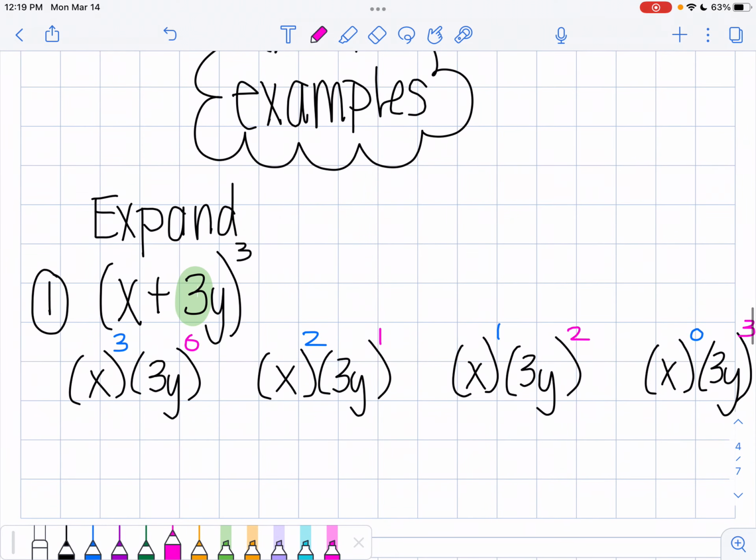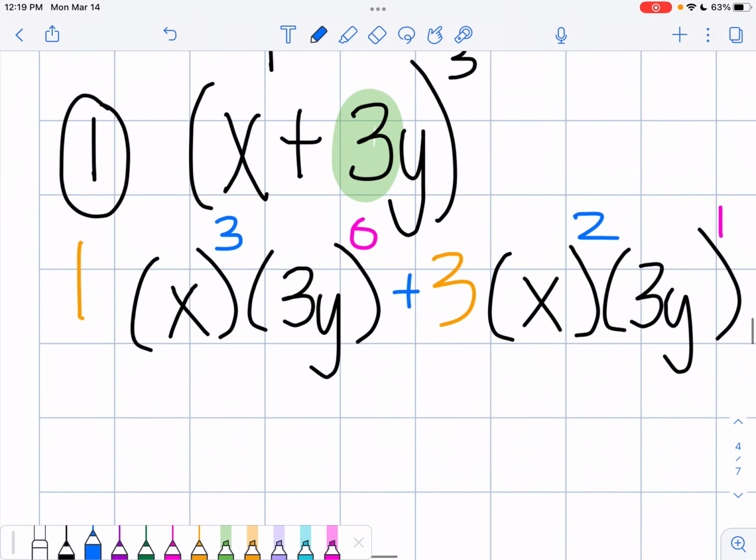So I come down here, I have a 1 and a 3 and a 3 and a 1. Now I want to expand this all the way, so I'm going to do this one term at a time. I'm going to throw a plus in front of each one of these, and I'm going to expand. So this first one, I'm going to just stick with orange. Anything to the 0 power is 1. 1 times anything is itself, so this term just becomes x to the third.